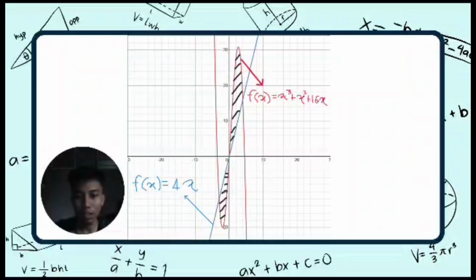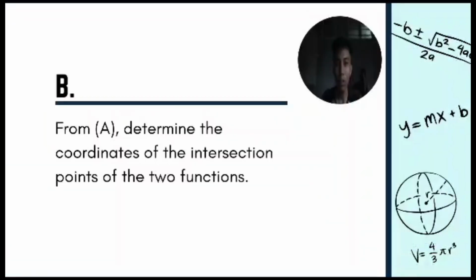This is the graph for question A. We have a blue line, g(x) equals 4x, and a red line in the graph, f(x) equals, sorry, in front I forgot to put the negative, negative x to the power of 3 plus x to the power of 2 plus 16x.